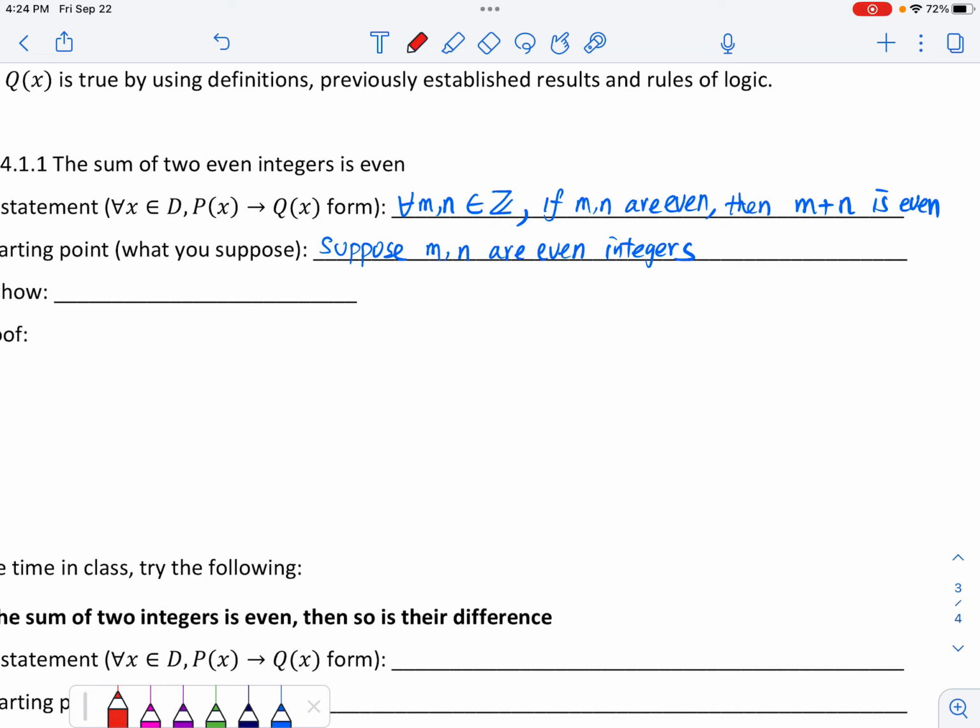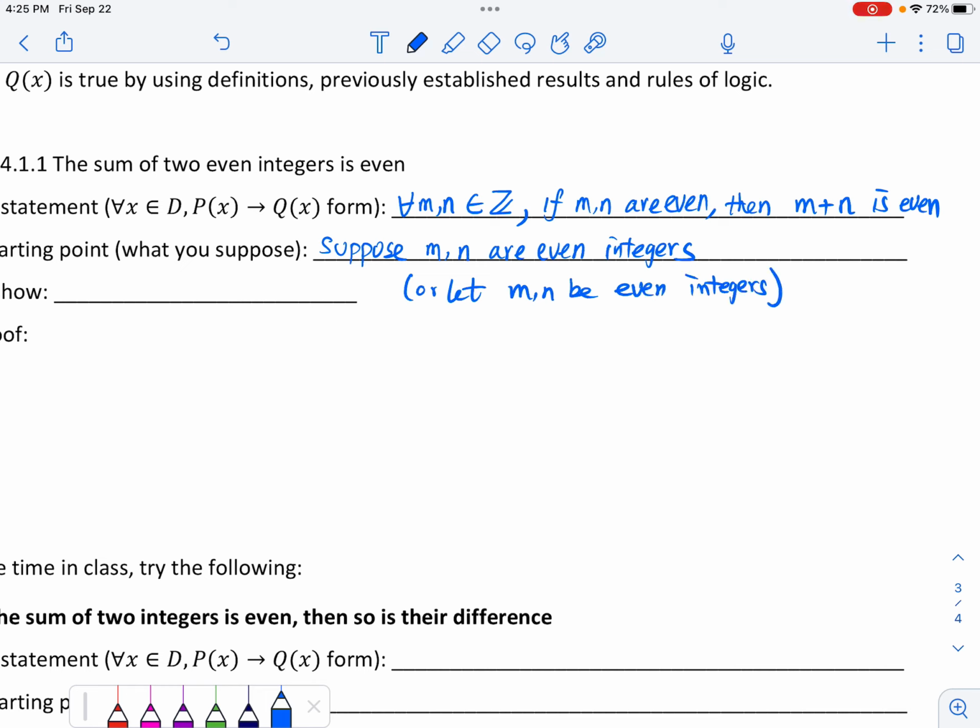Oftentimes this is also popular. Instead of using "suppose," we can say "let m and n be even integers." So they are equivalent, and they serve the same purpose. That's what you begin with. You assume that. Either way will be good. So I'm also going to say, or, let m and n be even integers.